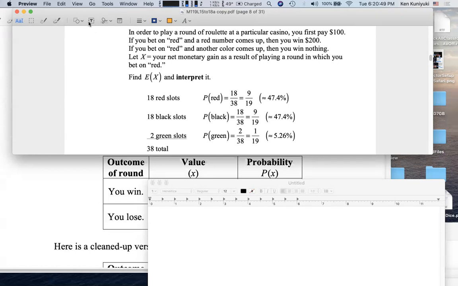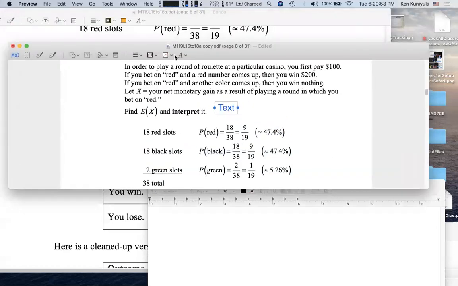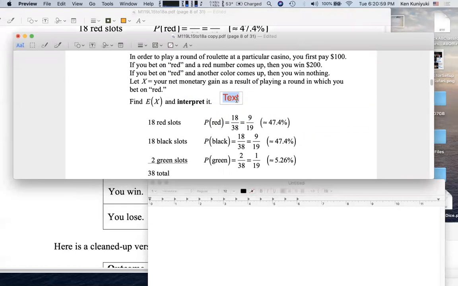All right. So if you win, if the roulette wheel comes up red, your favorite color, you're betting on red. If you win, what happens? Well, you win $200, but wait a minute. Remember, you paid out $100 to play the game to start with. So your net gain, the value for X in this case, would be $100.